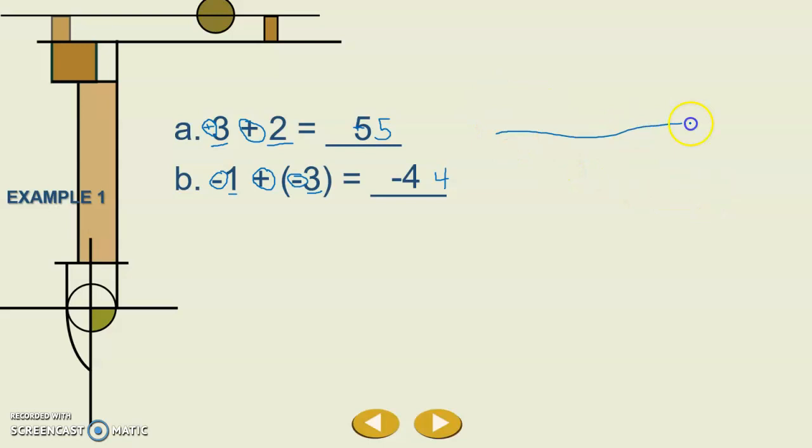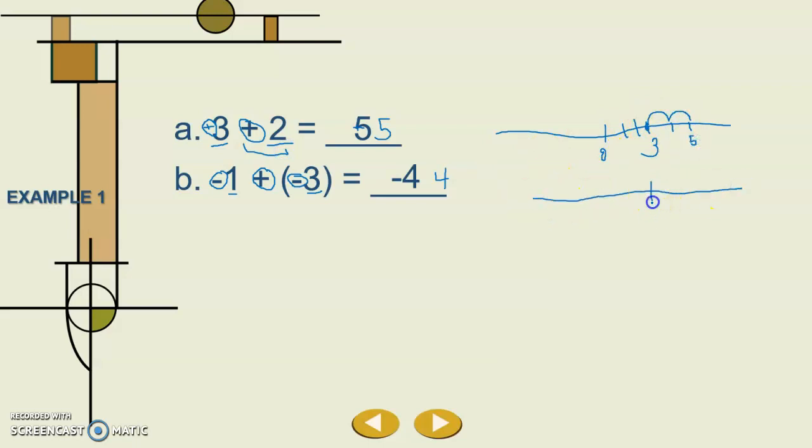If you were to put these on a number line and try to visualize it, the first number is where you start. So let's start at 0 here. And we're going to start at 3. And then plus 2 means we move to the right 2. 1, 2. On the number line, that puts us at 5.